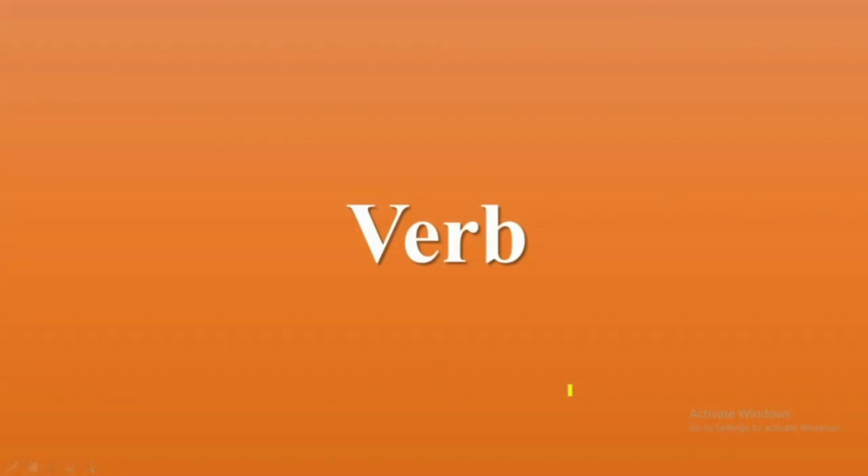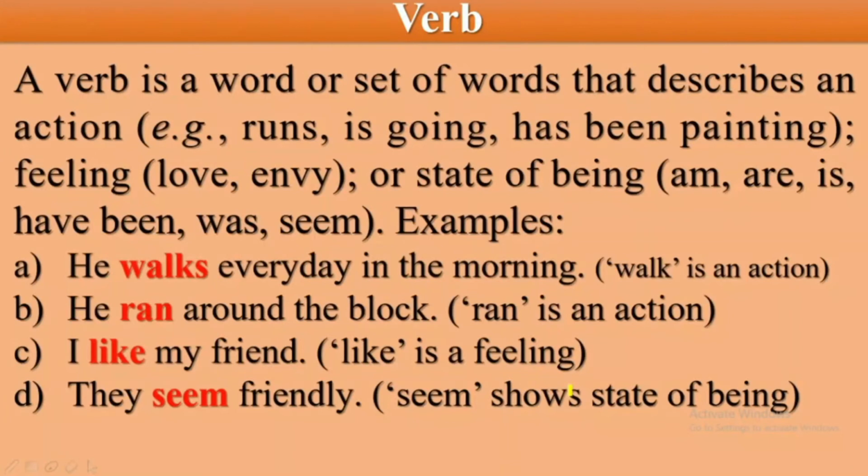Verb. A verb is one of the most used words in English sentences. A verb is a word or set of words that describes an action. For example, runs, is going, has been fainting, etc. It also expresses feeling. For example, love, envy, etc. A verb also expresses state of being.